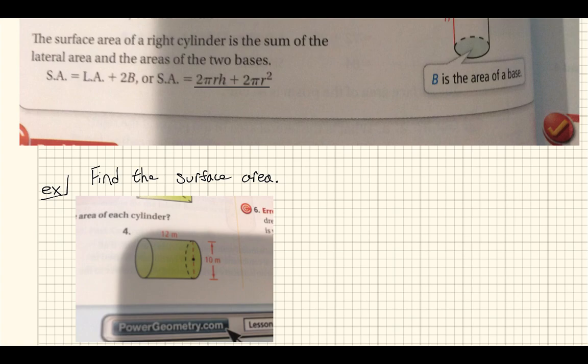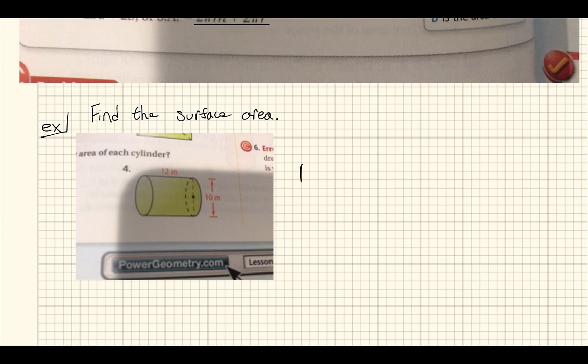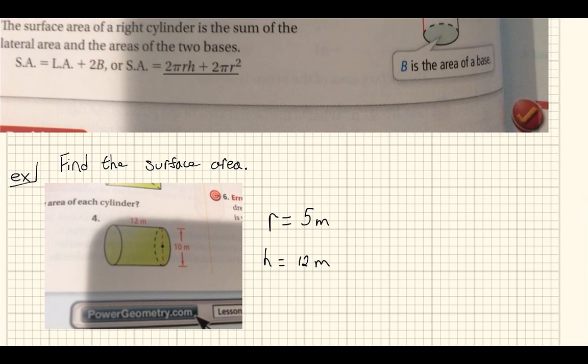This is pretty straightforward because everything's pretty much already given to us. Let's identify what is r. Notice that this is 10. Remember, that's the diameter. So we need to be using 5 meters for the radius. Height is the height from one circle to the other, or distance. It's 12 meters. Cylinders are a little bit easier. That's all we need, 5 meters and 12 meters. Let's go ahead and plug that into our formula.